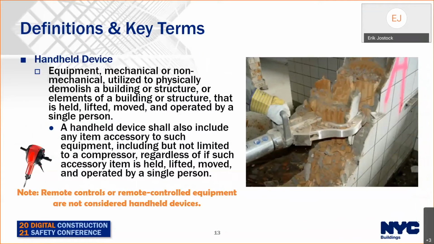The next two definitions are important to full demolition filings because the use of these equipment types can determine, one, whether plan submission is required or not, and two, the minimum demolition safety zone that needs to be provided. So a handheld device is equipment, mechanical or non-mechanical, utilized to physically demolish a building or structure or elements of a building or structure that is held, lifted, moved, operated by a single person. So these are chipping guns, jackhammers, saws, etc. And important to note that the code does not consider remote controlled equipment a handheld device. We'll show you an example of that in the next slide or two.